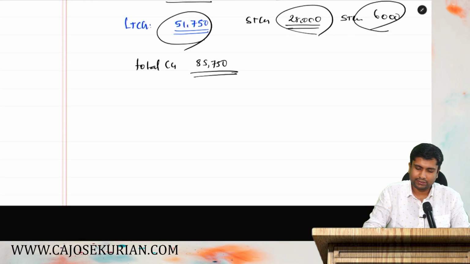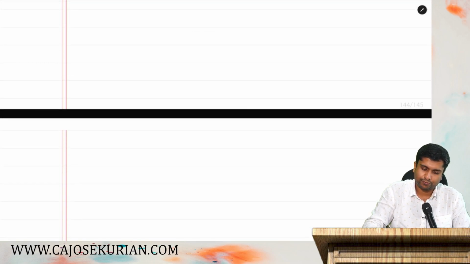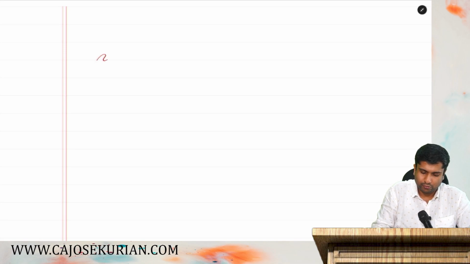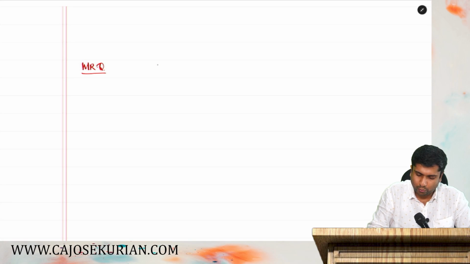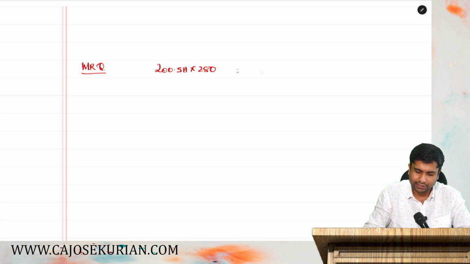Now let's compute the effect for Mr. Q. So Mr. Q sold 200 shares at 280 rupees. How much is the full value consideration? 56,000. There is no direct expense, so I'm going straight to cost of acquisition.